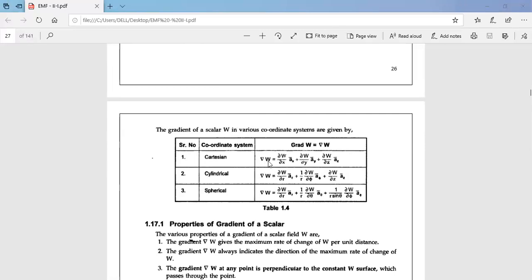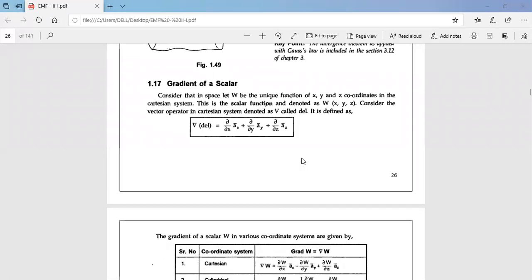Del W, where W is a vector, is the partial differential of the vector with respect to x, plus the differential times ax, plus the differential of the vector with respect to y times ay, plus the differential of the vector with respect to z times az.